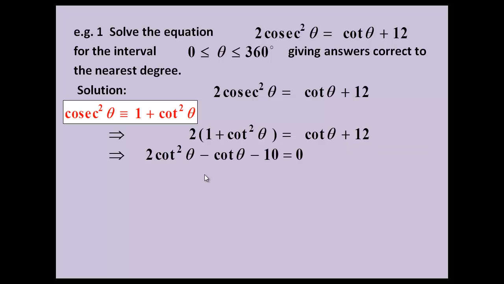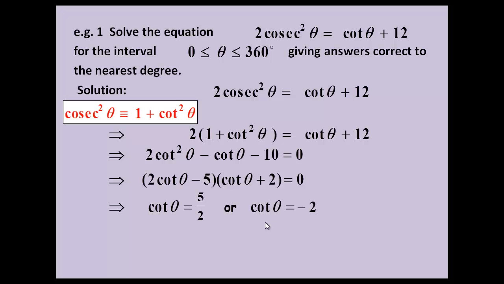Okay, if we multiply out the brackets and tidy it up, we end up with 2 plus 2 cot squared theta on this side. Take the minus 12 over, gives us minus 10. Take minus cot theta over. We end up with 2 cot squared theta minus cot theta minus 10 equals 0. And that will factorise like that. That gives us two solutions. Cot theta equals 5 over 2 or cot theta equals minus 2.